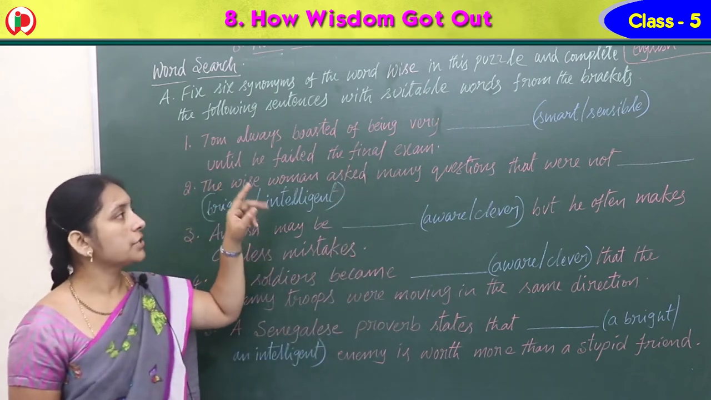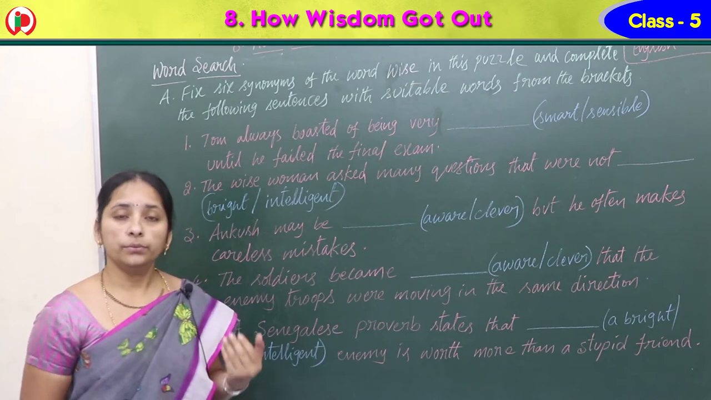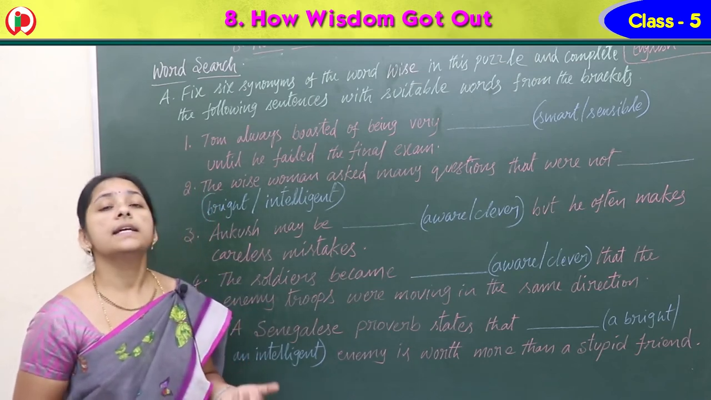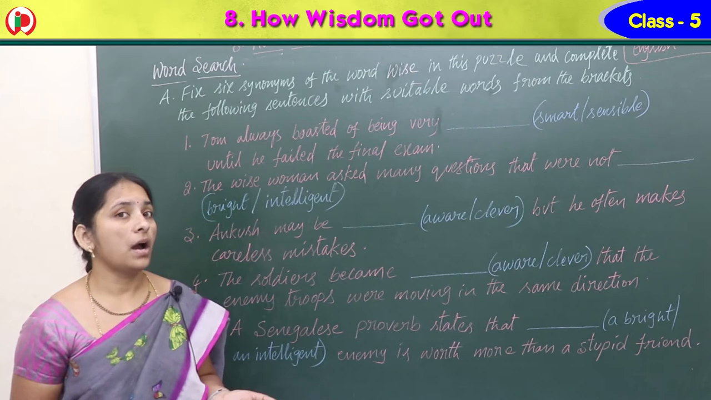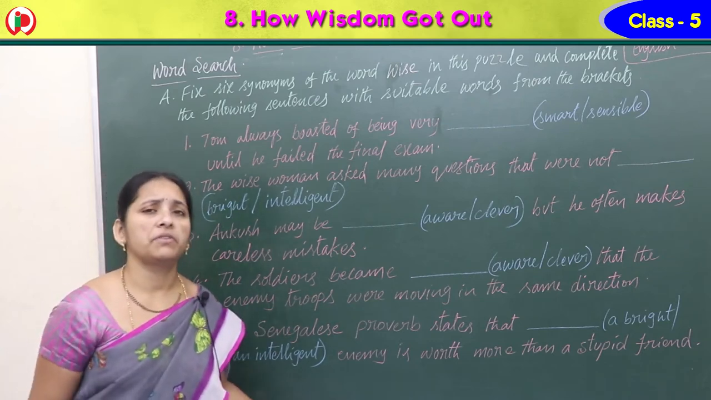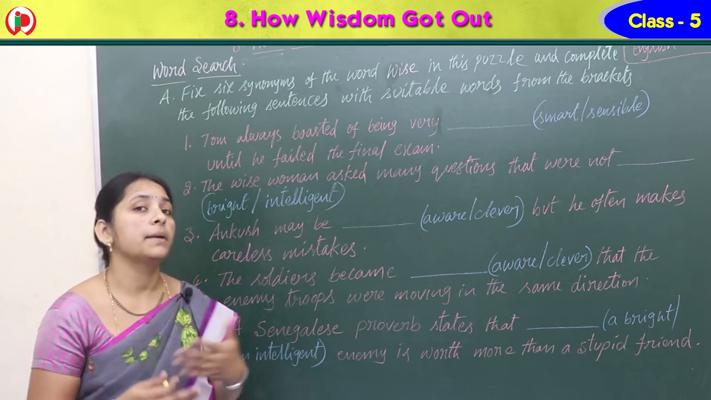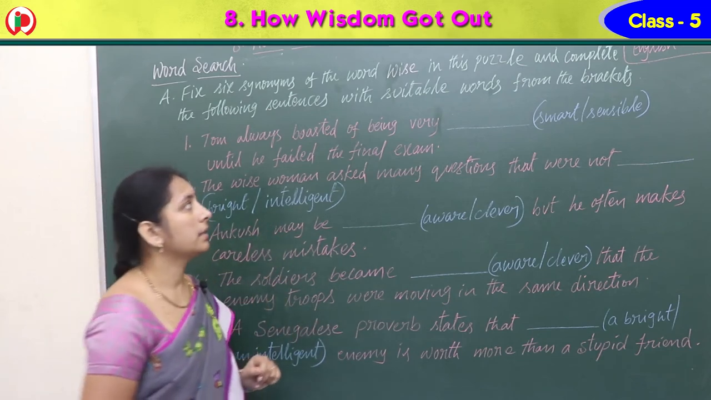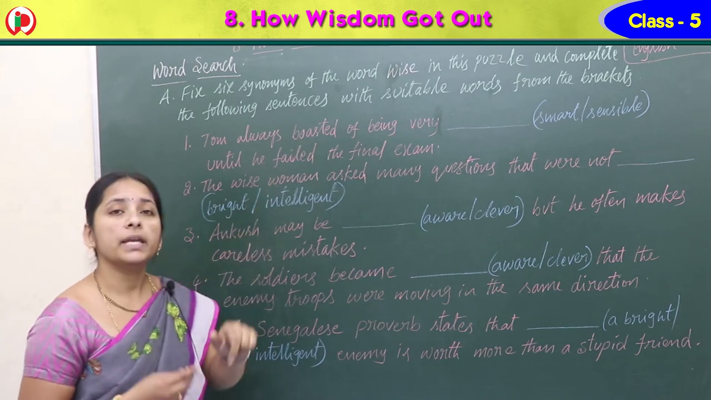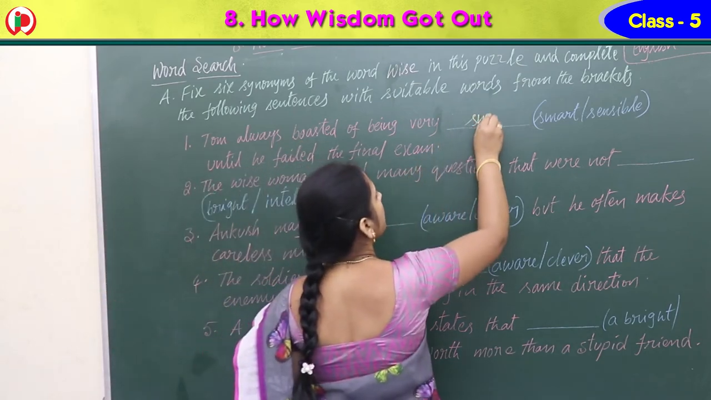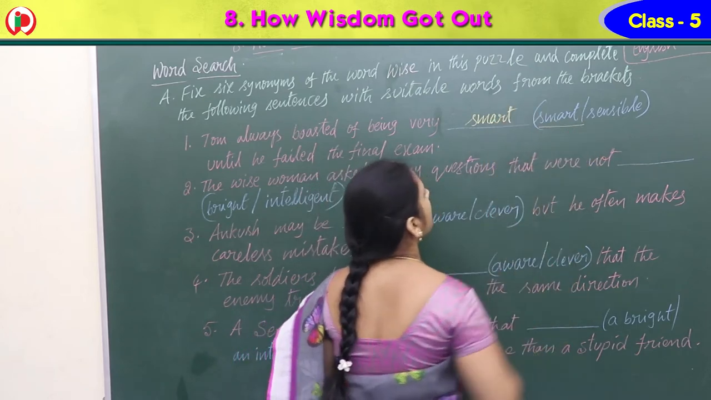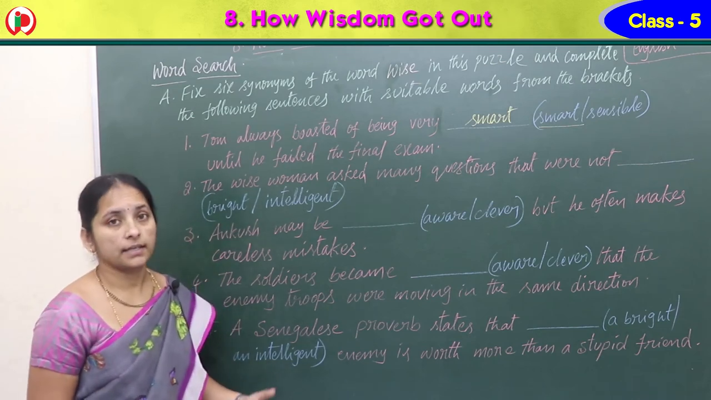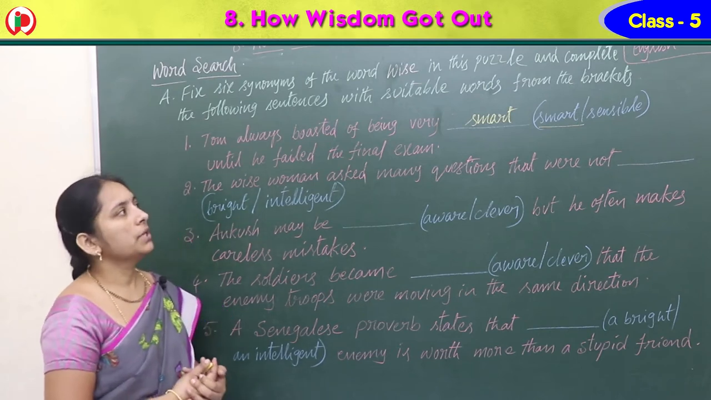Tom always boasted of being very dash until he failed the final exam. So until he failed the exam, he always spoke very boastfully about himself. So that is very smart or sensible, very smart. Till he failed the exam, he said, yes, I know everything, I got everything, like that, very boastfully. Boastfully means to tell more than what they have. So here, smart. So we can write, Tom always boasted of being very smart until he failed the final exam. Up to that he said I am a very smart boy. But when he failed, did anyone believe that? No.